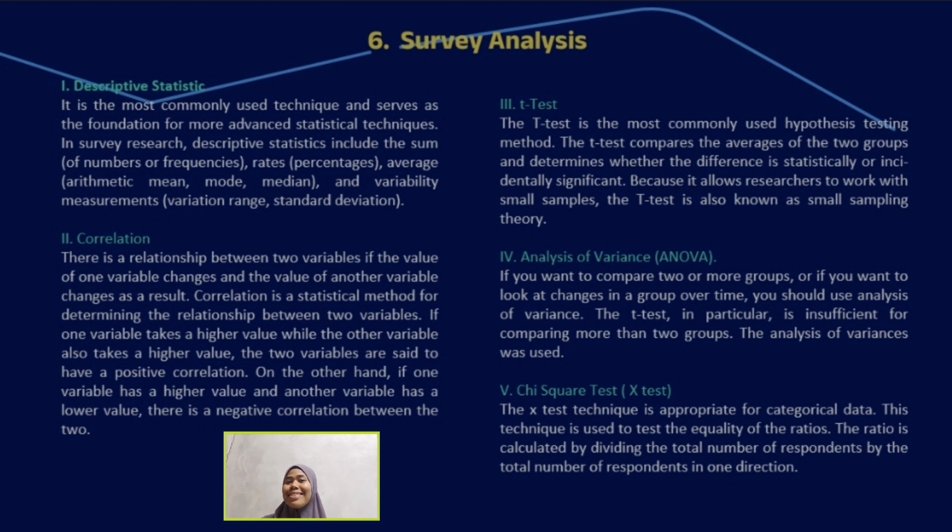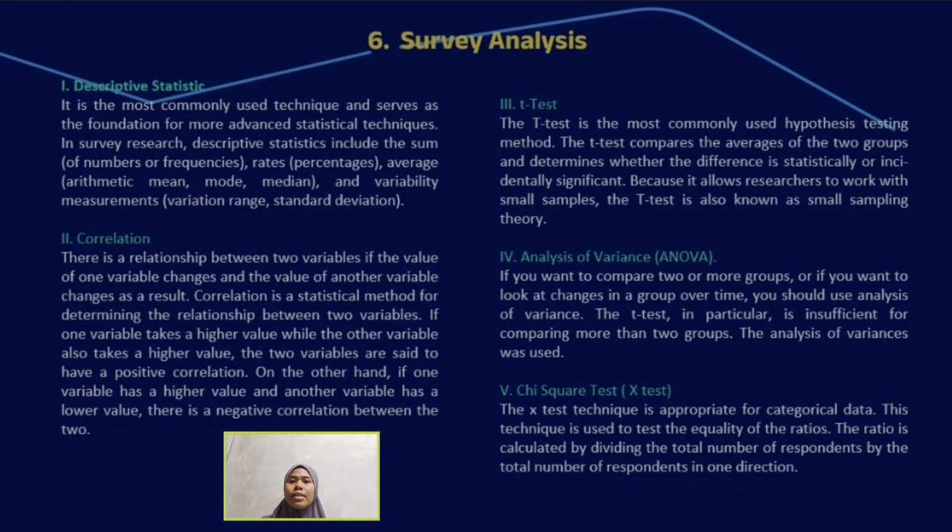Number 3, t-test. The t-test is the most commonly used hypothesis testing method. The t-test compares the average of the two groups and determines whether the difference is statistically or incidentally significant because it allows researchers to work with more samples. The t-test is also known as small sampling theory.